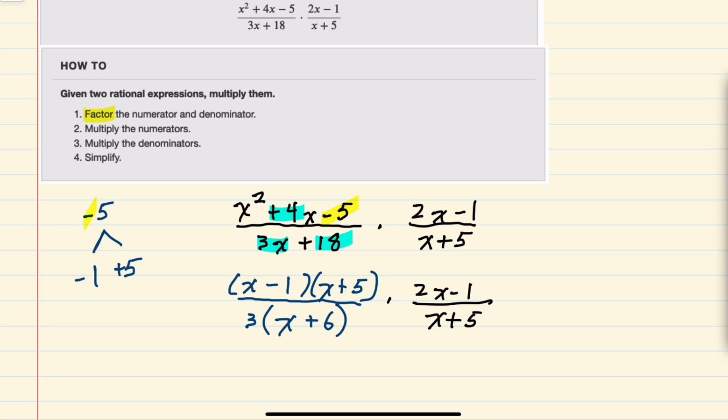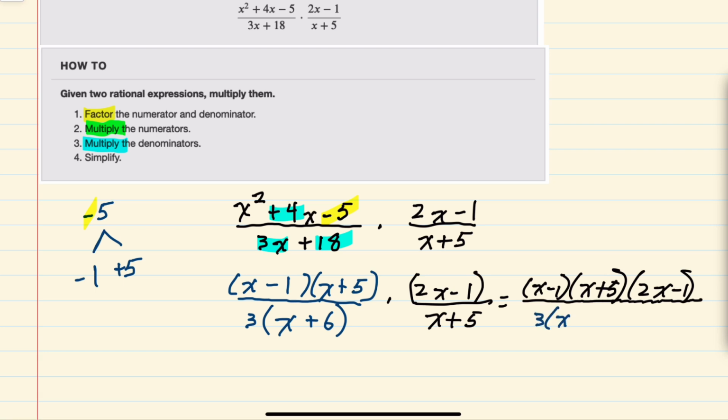And from here, I can move to the second step that says to multiply the numerators. So the numerators, I have 3 binomials being multiplied. I'll just write those out as x minus 1 times x plus 5 times 2x minus 1. I've multiplied all the numerators. Next, multiply all of the denominators. The denominators, I have a 3, an x plus 6, and an x plus 5. So I've multiplied all the denominators.